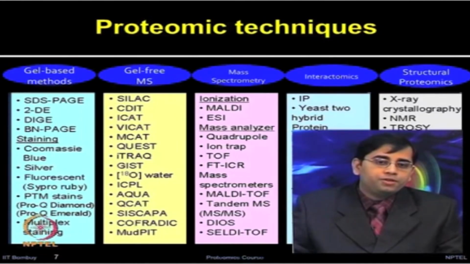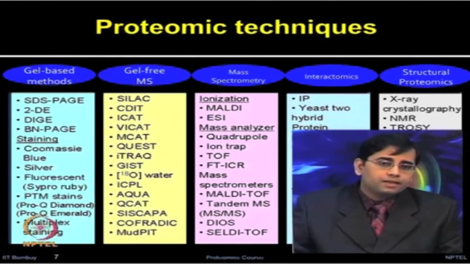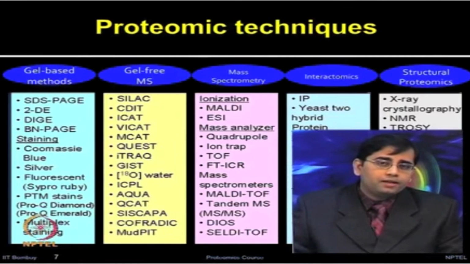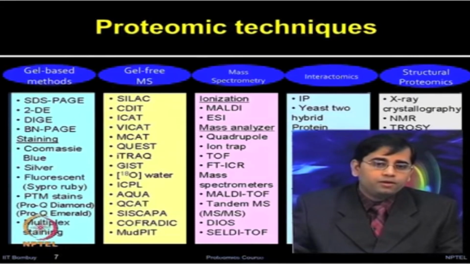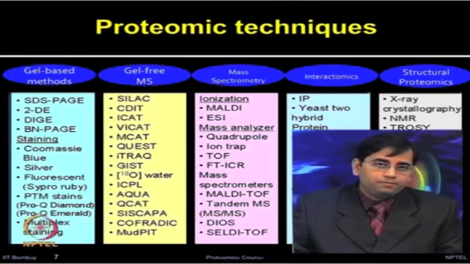As I have shown some abbreviations in this slide, broadly different types of gel based proteomics such as sodium dodecyl sulfate polyacrylamide gel electrophoresis, SDS-PAGE, two-dimensional electrophoresis, 2DE, difference in gel electrophoresis, DIGE, blue native PAGE, as well as different types of staining methods such as Coomassie, silver, fluorescent dyes and phospho stains such as Pro-Q Diamond and multiplex staining methods. All these can be grouped under gel based methods.